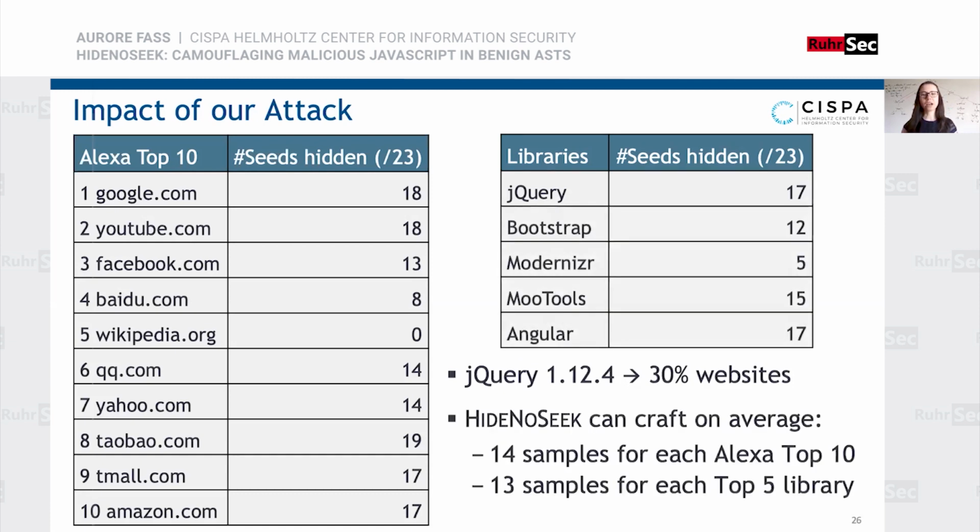Overall, for a given Alexa top 10 website, we can produce on average 14 different malicious samples, which have exactly this one specific AST, and 13 for the most popular libraries. So our attack does have a high impact. Similar to Android repackaged applications, HideNoSeek documents could be presented as the original versions, so as the original websites or libraries, for malicious purposes. And our attack would be especially hard to spot as we perfectly map an existing benign syntax.